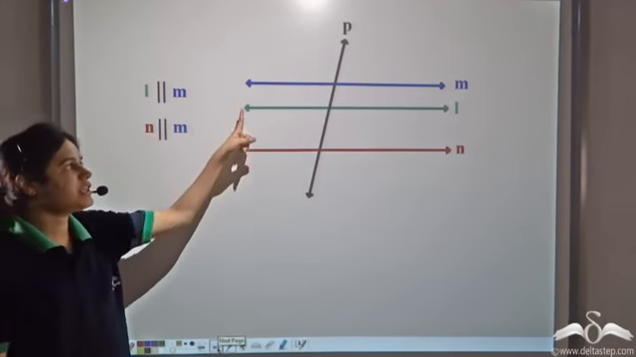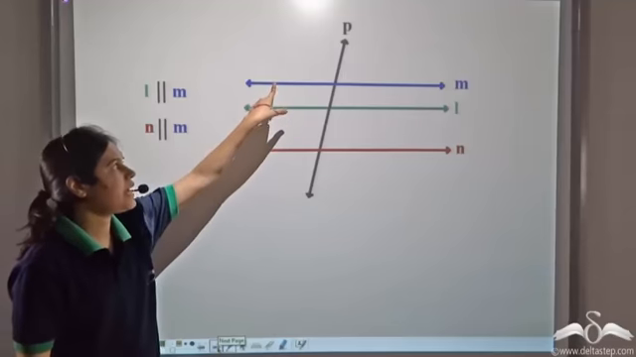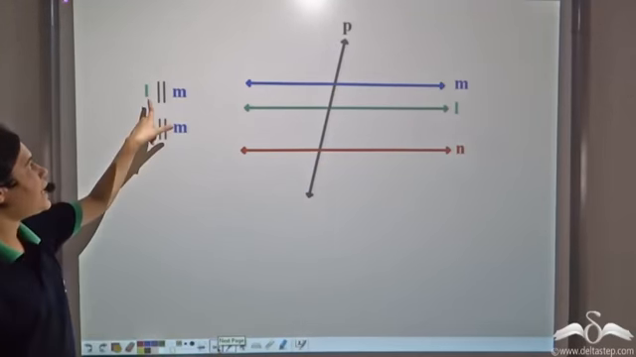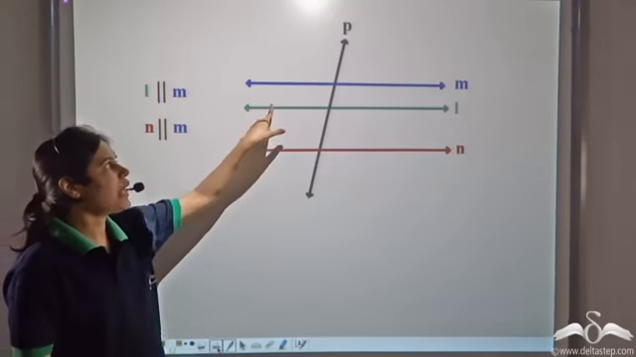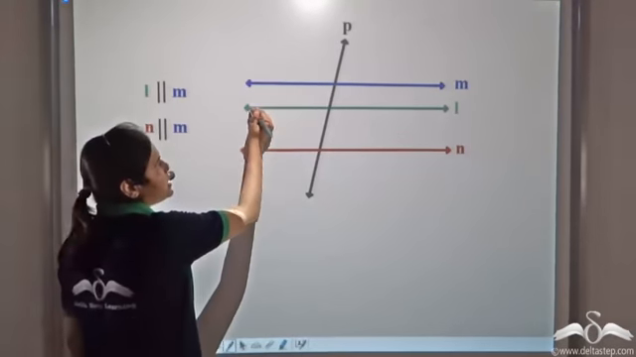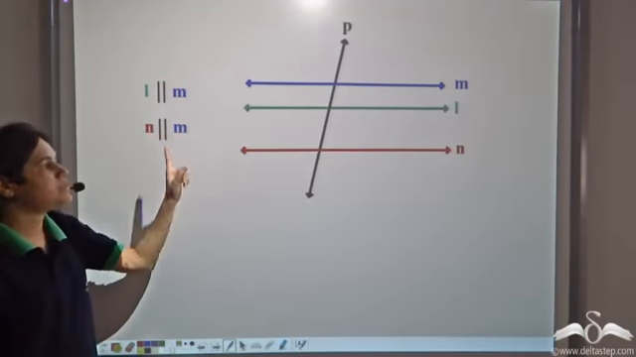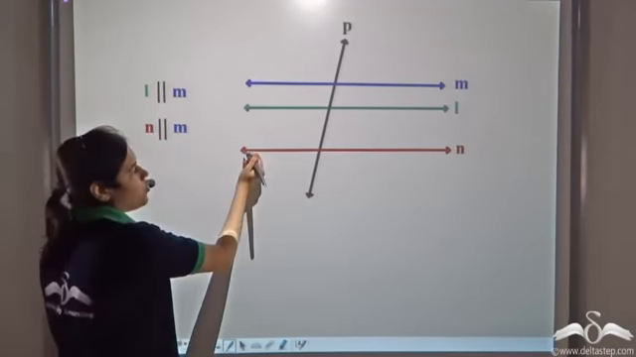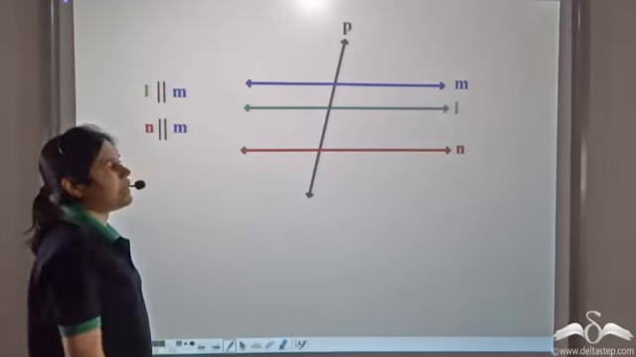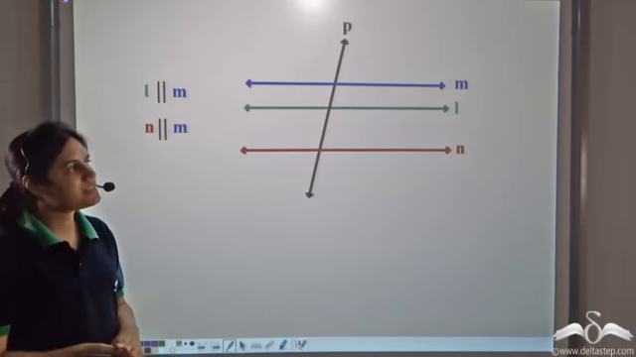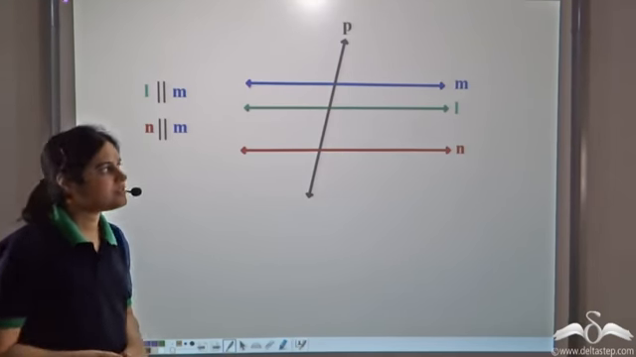Now we have these 3 lines, line L, line M and line N. It is given that line L is parallel to line M. So this line is parallel to this line. Also N is parallel to M. So this is what is given to us. Now let us see what we can get from this.